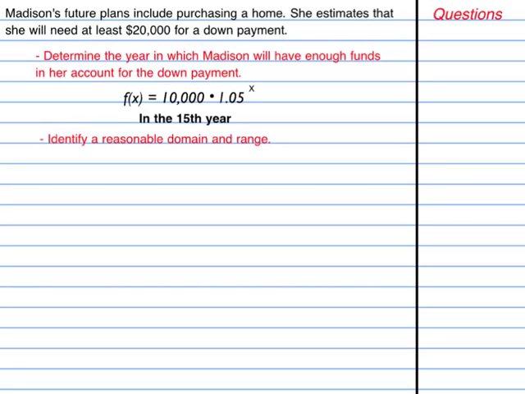Now, if I were to identify a reasonable domain and range for this situation, we know that for domain, we're talking about time. And the one thing we always know about time is that it has to be greater than 0. And since we're talking about the 15th year, our domain has got to be greater than or equal to 0, but less than or equal to 15. Now, for range, we're talking about money. And what's the minimum amount that we're talking about? Well, we started with $10,000, but she needs $20,000. So our range will be between $10,000 and $20,000.